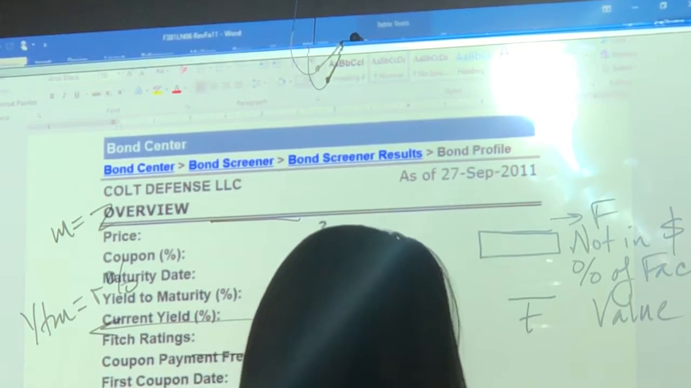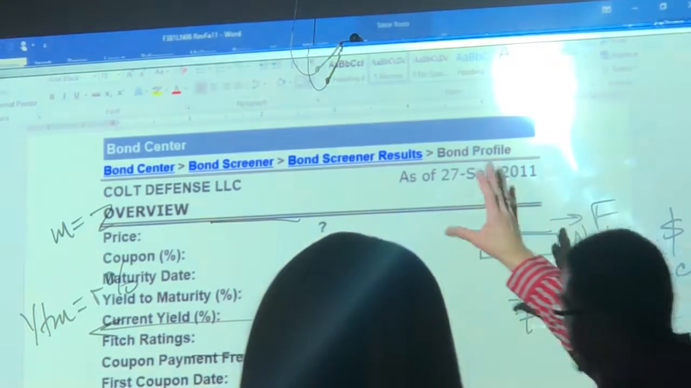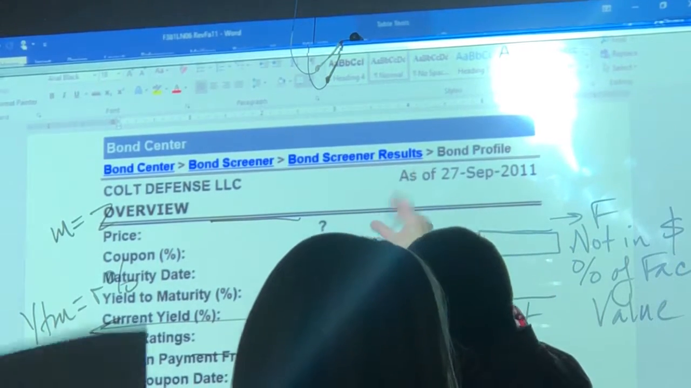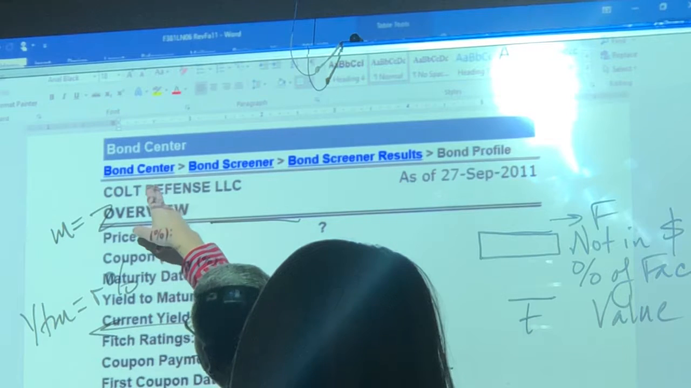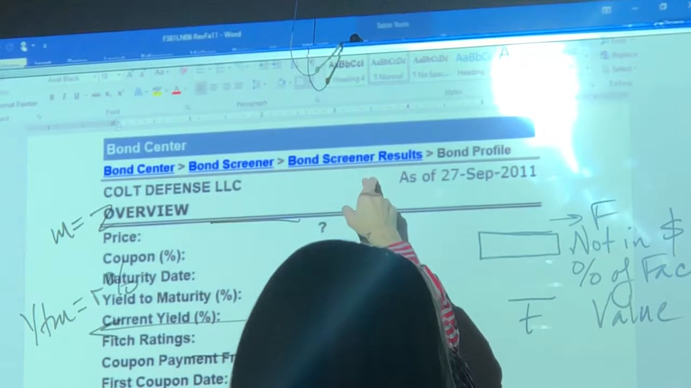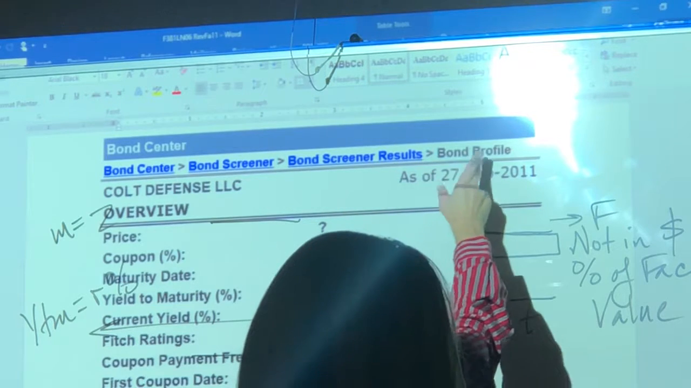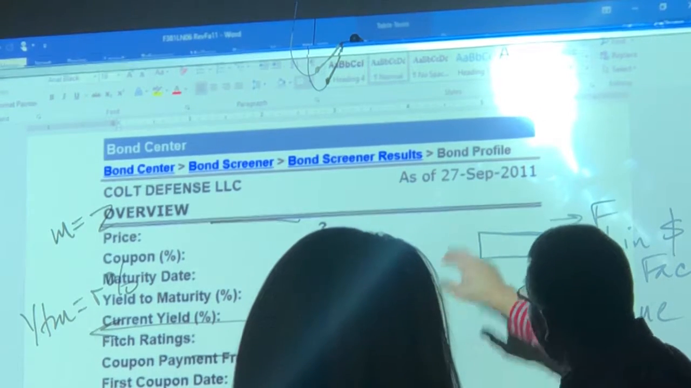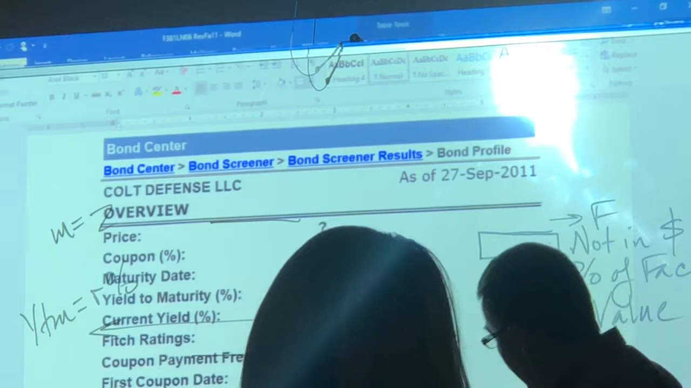So the steps that I went through to find this quotation on Yahoo Finance started out with the Bond Center, then I went to Bond Screener, then I went to Bond Screener Results, and then I clicked on this particular bond, and this is its profile.